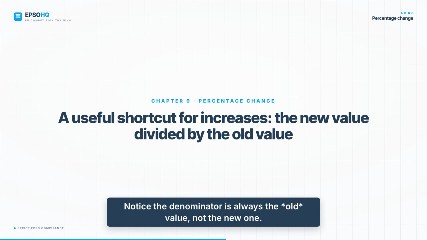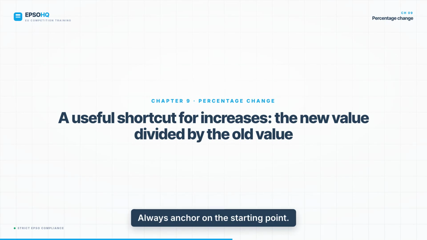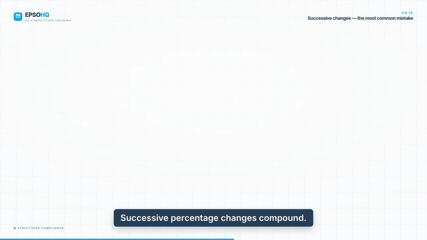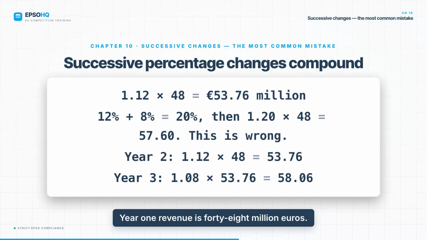Notice the denominator is always the old value, not the new one. Dividing by the new value will give you a similar looking but different number. Always anchor on the starting point. Successive percentage changes compound. You cannot add the percentages, you have to multiply the multipliers.